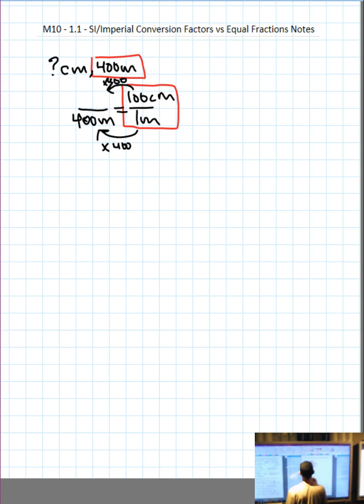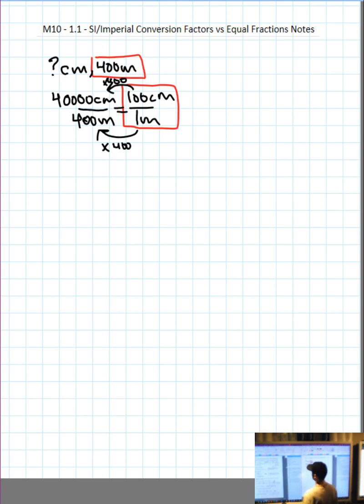And 100 times 400 on the calculator is 4 with 4 zeros on it. And then we want to say our units. We have centimeters on the top, so we're going to put centimeters on the top. So that's one way, our old way, using equal fractions, over equals over.